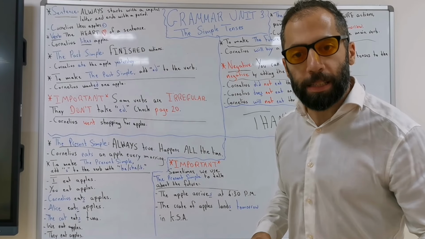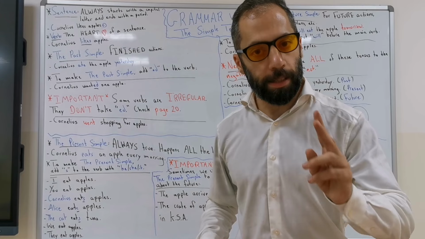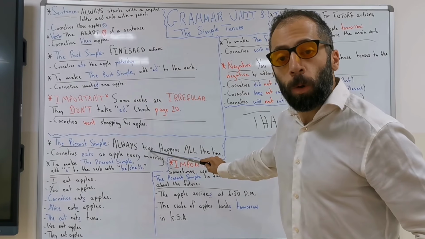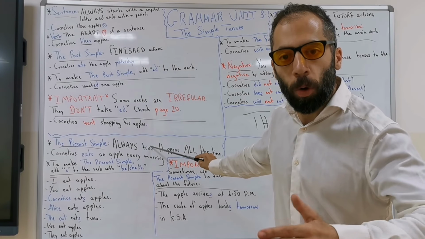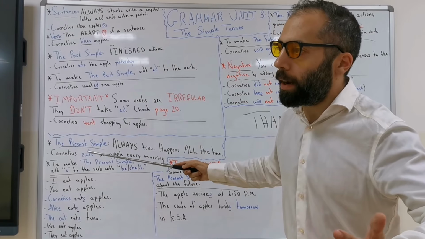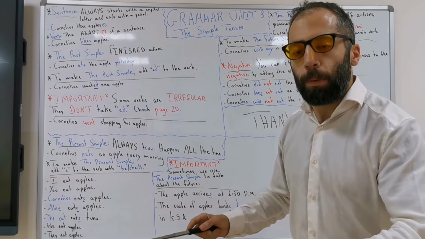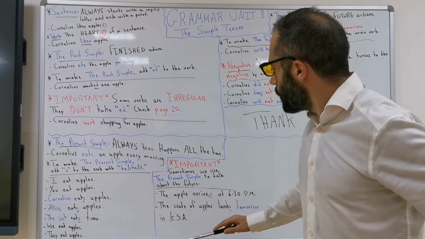Now let's move on to the present simple. Let's move on to a new tense, the present simple. The present simple talks about something that is always true. For example, the sky is blue. Now this is always true, right? So I will use the present simple in this case.